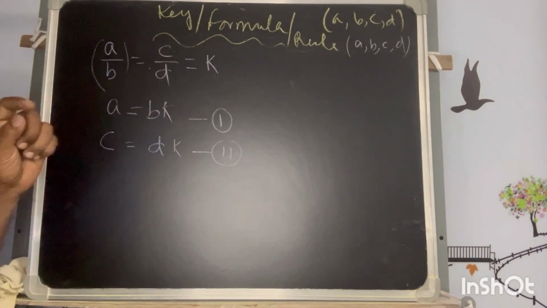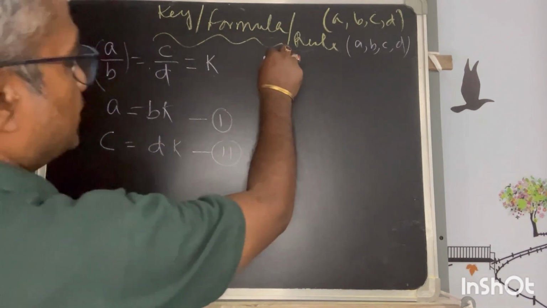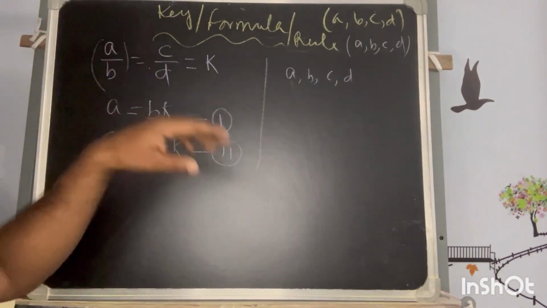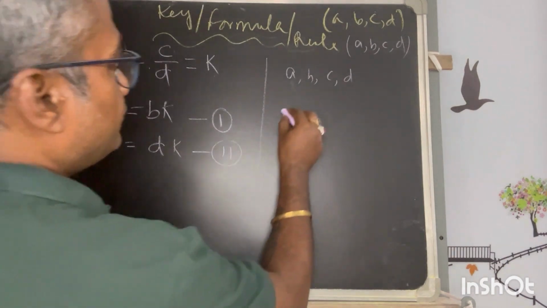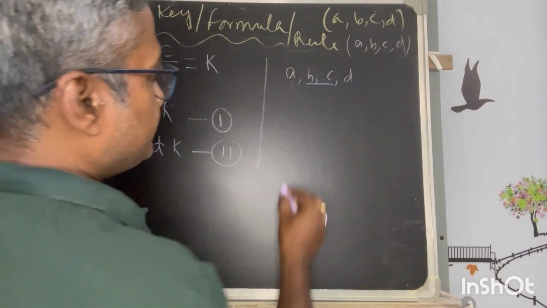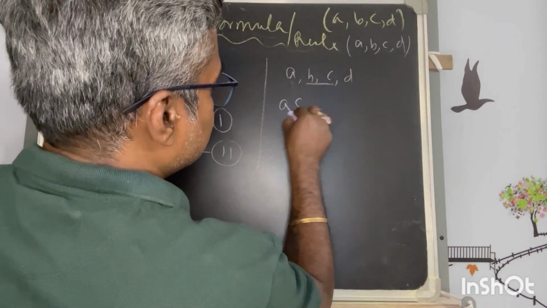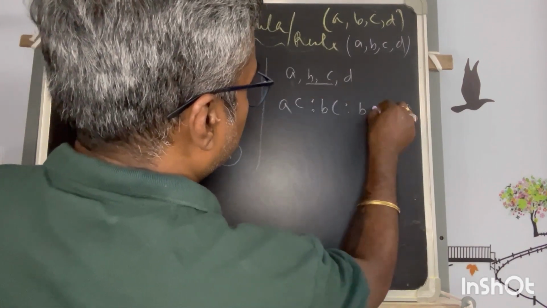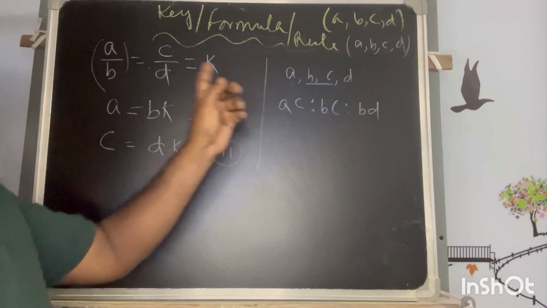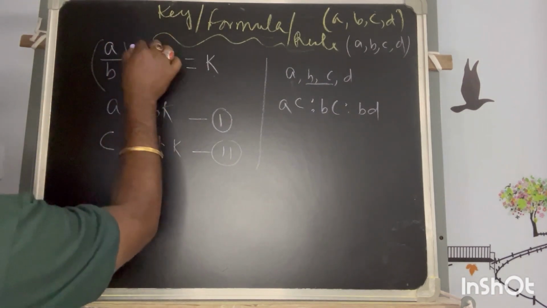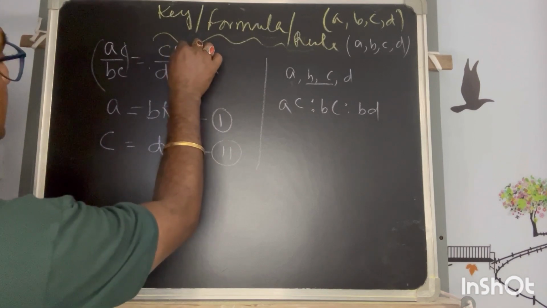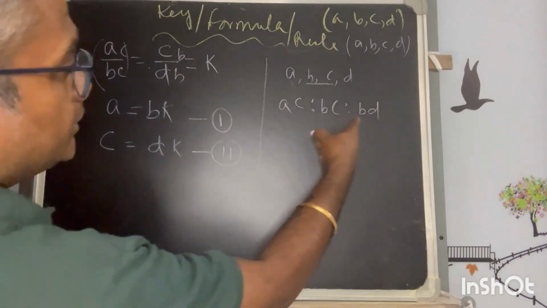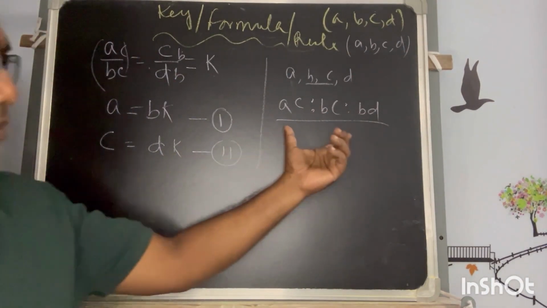Now, if I want to get the continued ratios for A, B, C, D, where for B and C we will do the LCM, I can convert it as AC is to BC is to BD, because for A by B I will multiply it with C, and to make it the same I will multiply it with B. So now AC, BC and BD are in continuous relation, continuous ratios.